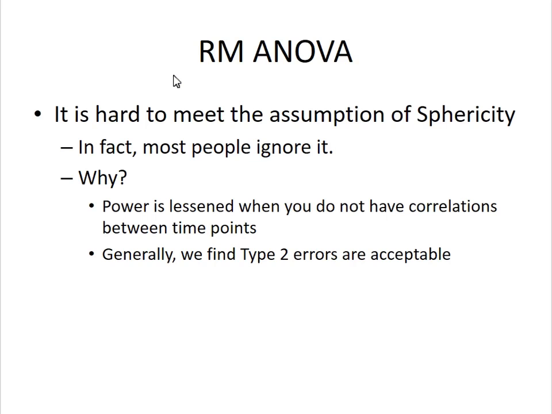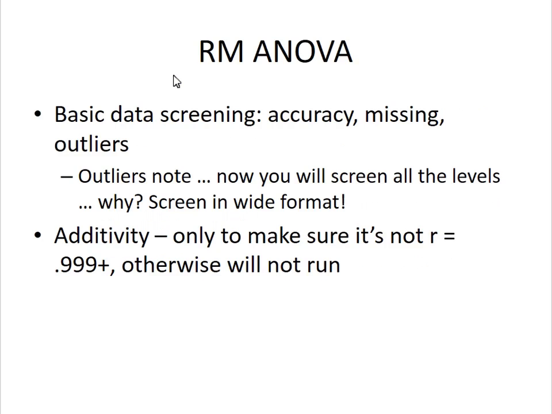So it's a loss of power with sphericity. But I'll tell you how to correct for it, in case somebody asks you to. A little bit on data screening. You're still always checking accuracy, missing data, and outliers. You might be able to fill in missing data, but I'm hoping that you don't have 20 columns that you're doing repeated measures on, because that's a lot of data, but you might.